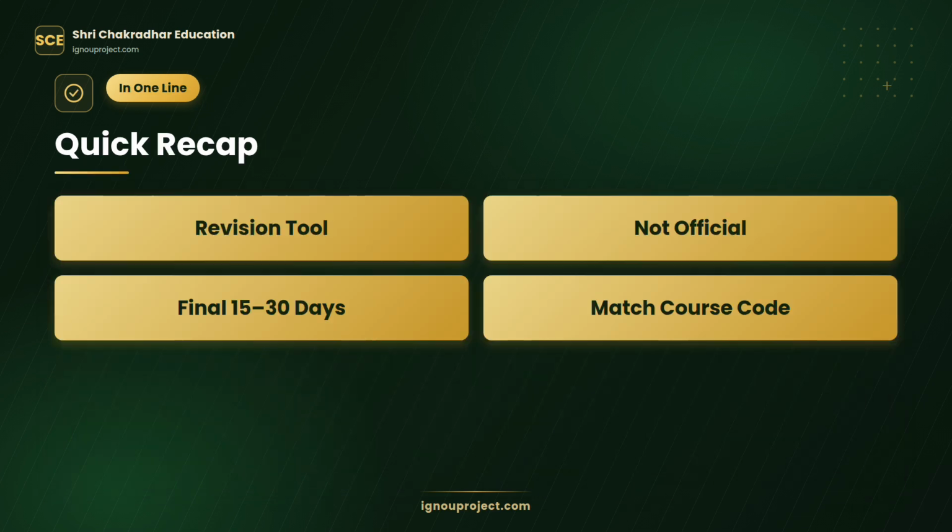Let us quickly recap the essentials. An IGNOU guest paper is a course-wise revision tool of important, likely questions built from previous year papers. It is not official and no one can guarantee the exact paper or your marks. Use it in the final 15 to 30 days alongside your study material, assignments and past papers. Match your exact course code, choose your real exam medium, and practice writing answers under time.